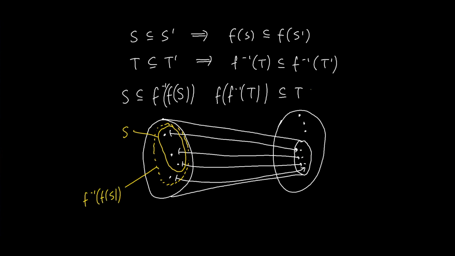And with the other inclusion, if you take, let's say, this T, you take the inverse image. The inverse image of T will be just that, and its direct image is this, so it shrinks. Sorry, this is F inverse of T.